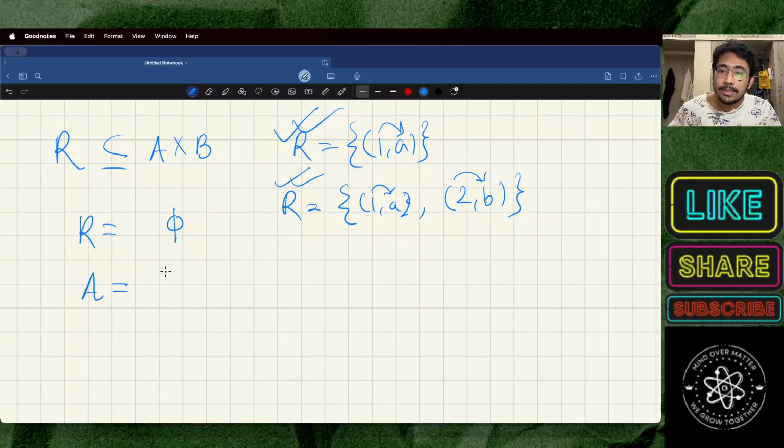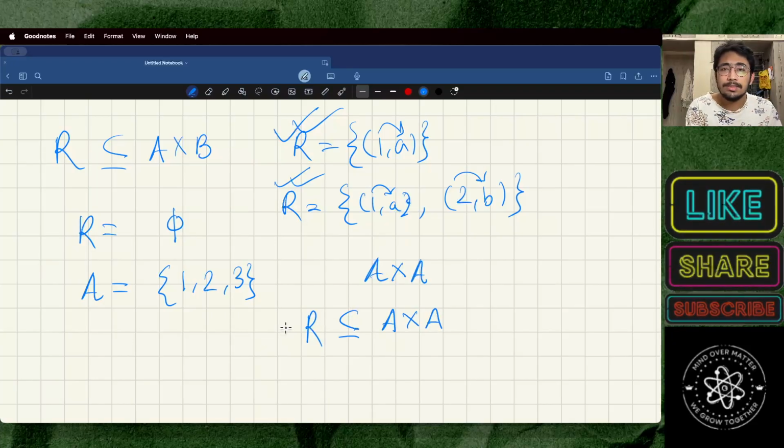Suppose I have a set A = {1, 2, 3}. I want to know if there is a relation between them or not. What will I have to do? I will figure out the Cartesian product of A with itself, and I will say that if there is a relation, that relation will be a subset of A cross A.